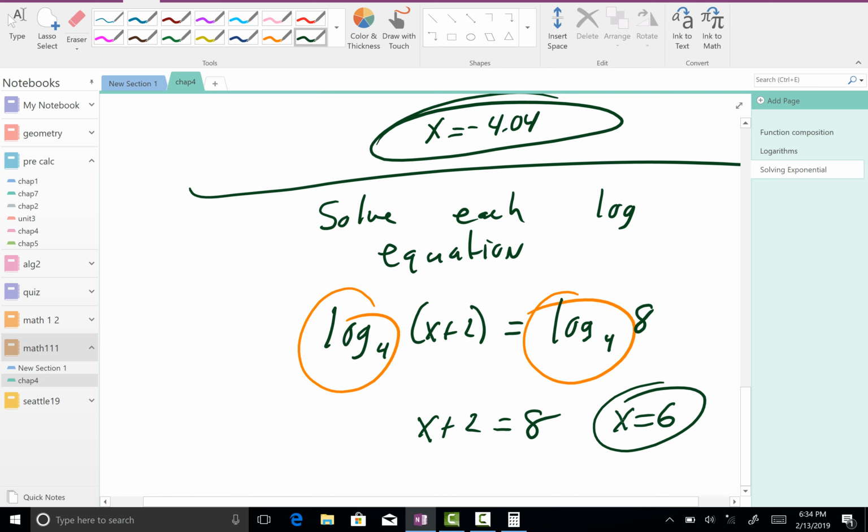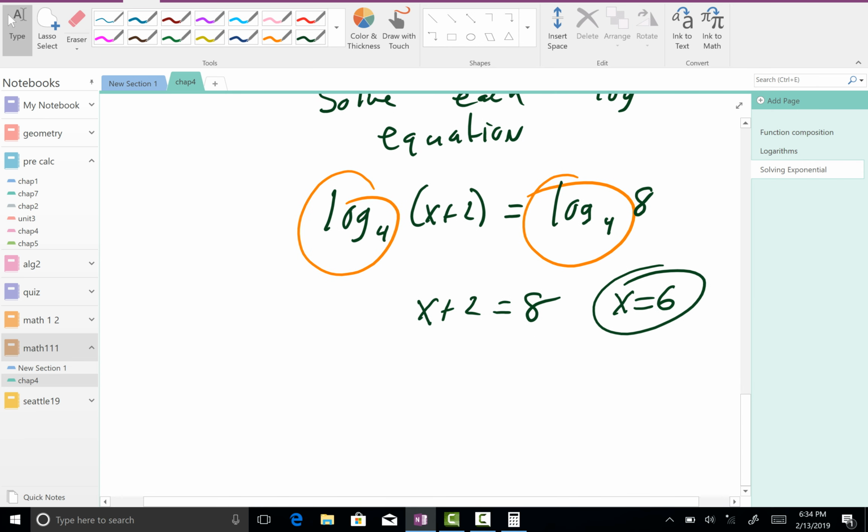So they have a couple like that. And I looked through, and in almost every one of them, the bases are the same. All they're doing is just changing what's on the inside of the log there. So, I mean, there's a couple of them that, like here, I have one like this.